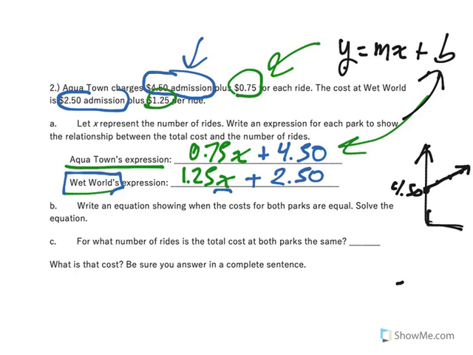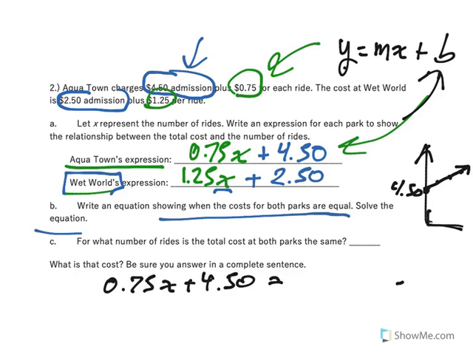Now we have our two expressions. When will they be equal? Solve the equation. You simply take these equations, and we're going to do our equal values method. Okay? 0.75x plus 4.50 equals 1.25x plus 2.50. Now we bring our x's together and our numbers together.